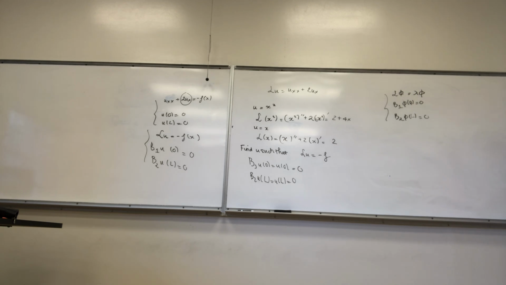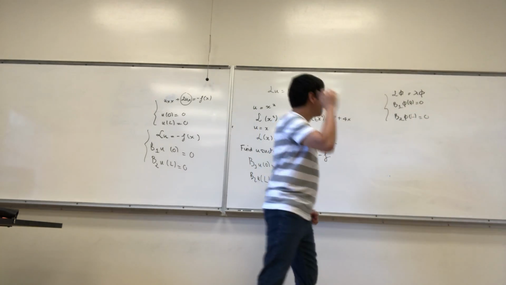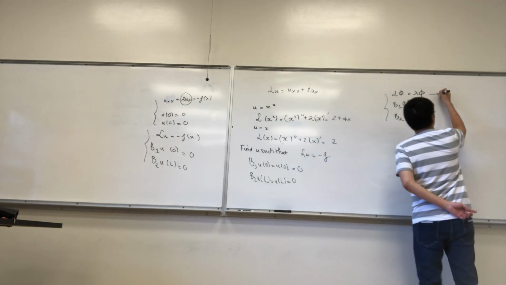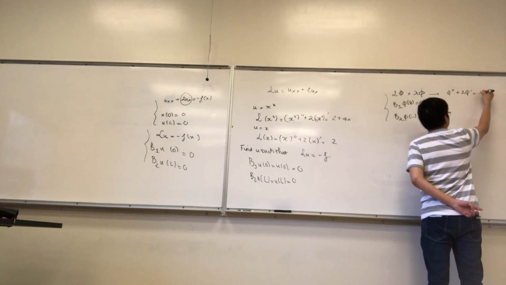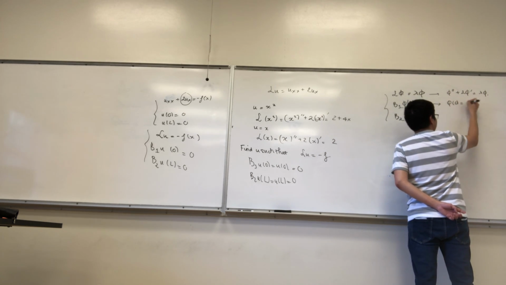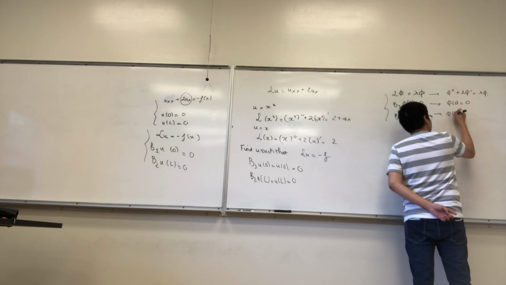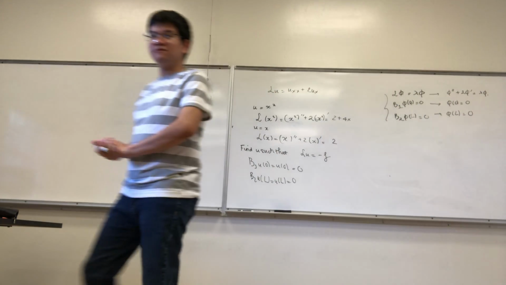What is L phi? Phi double prime plus phi second. So I'm going to write that phi second plus 2 phi prime is lambda phi. In this, I'm going to have phi at 0 is 0, and phi at L is also 0. Alright?